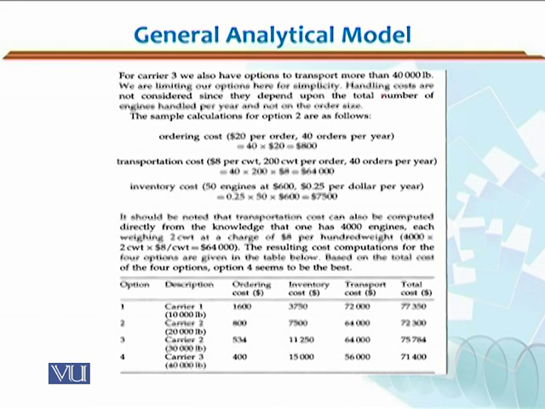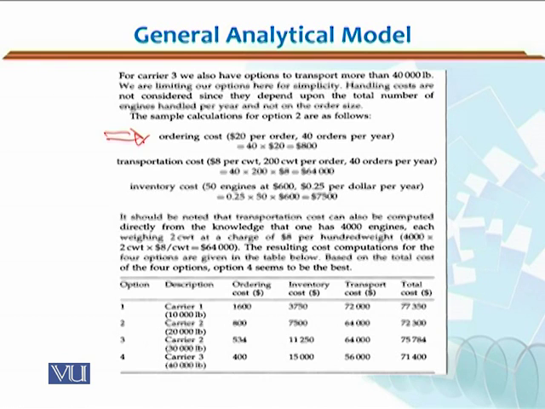The sample calculation for option 2 is as follows. The rest of the calculations you can do by yourself. So the ordering cost is given in the example, that is $20 per order. Every order size would be 50, so for fulfilling the 4,000 annual demand, you need to place 40 orders. So your ordering cost would be $20 into 40.